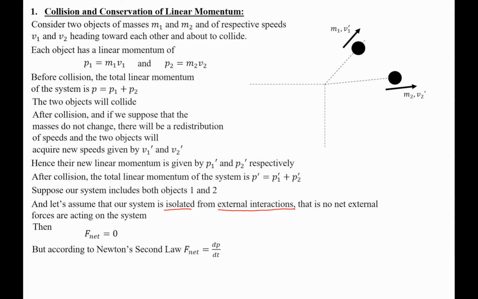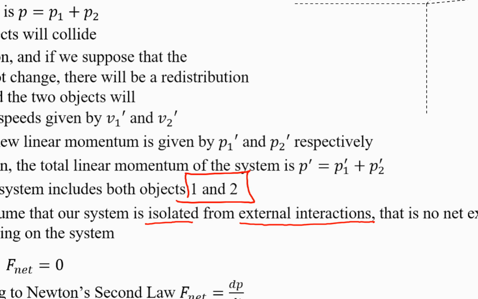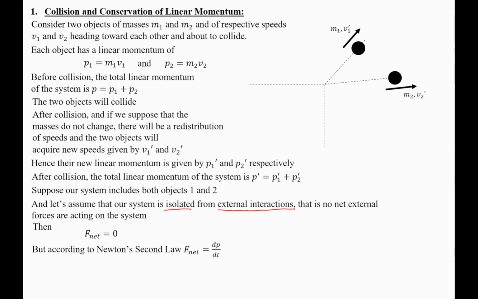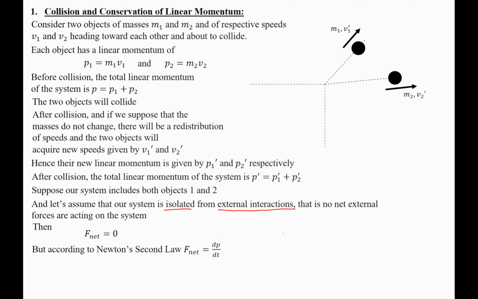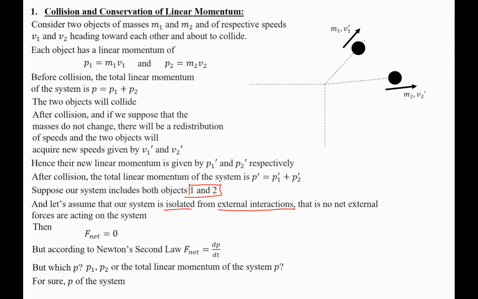Here we can talk about several p's. We can talk, for example, about the momentum of the first object, the momentum of the second object, or the momentum of the system. Since we're considering the system to include both objects 1 and 2, we're talking about the total linear momentum, which is equal to p1 plus p2. So we're talking about p of the system, simply because our system contains objects 1 and 2.